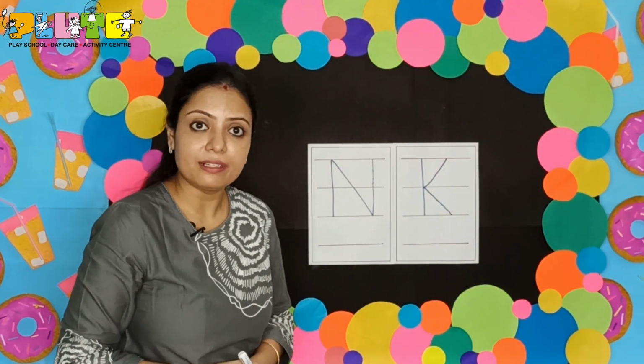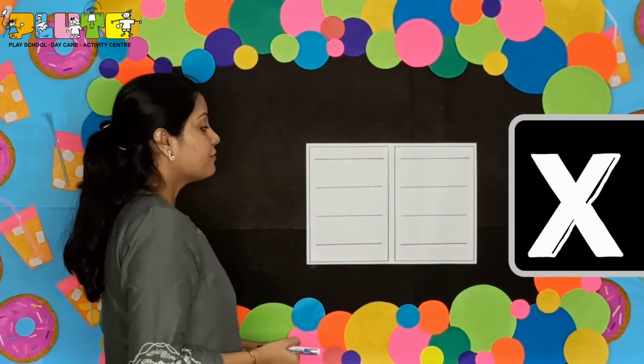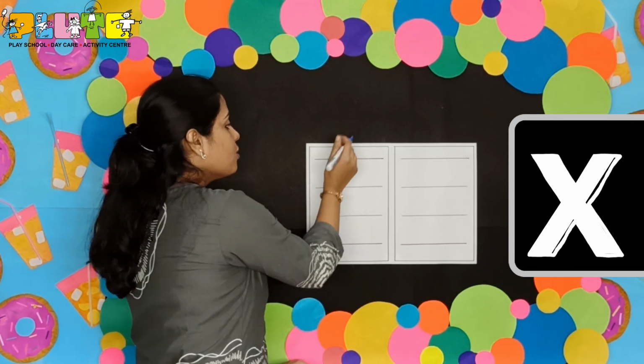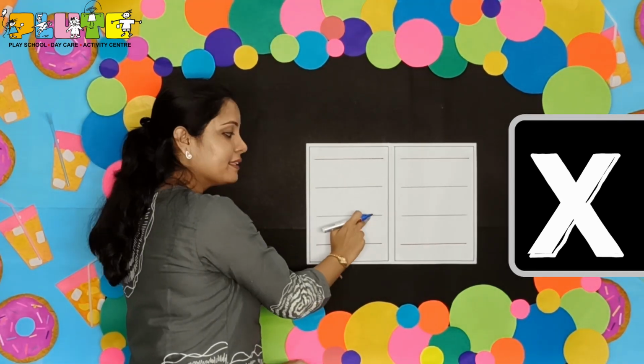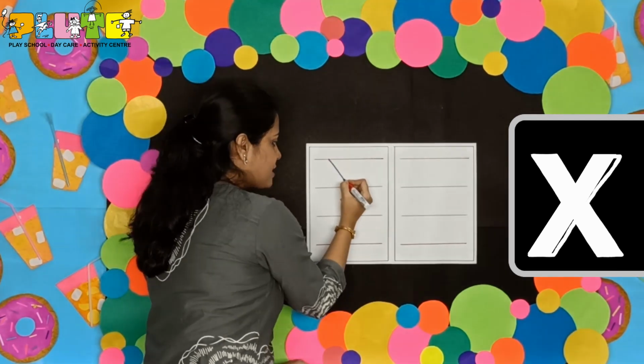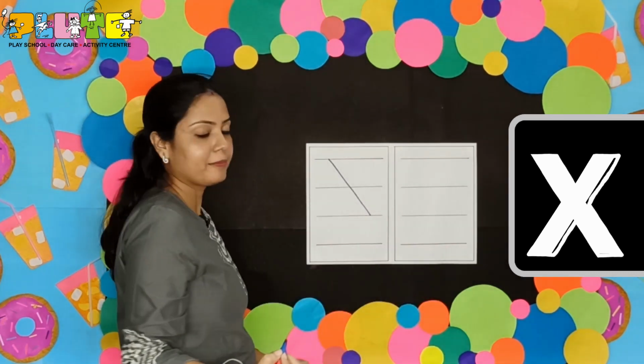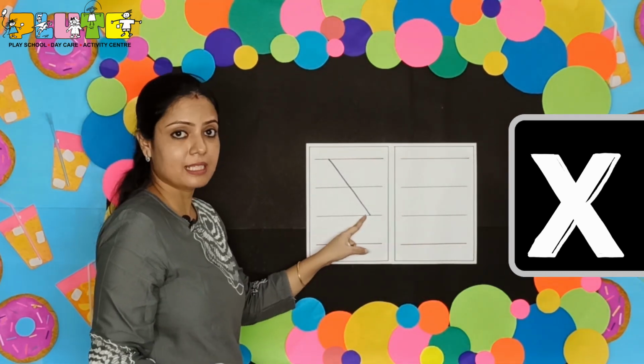So we have learned the letters N and K. Children, now let's write the next two alphabets, that are X and Y. For writing X, we need two slanting lines. For the first slanting line, I'll draw from the first line till the third line. Let's draw it. The first slanting line crosses the second line till the third line. So this is the first slanting line.